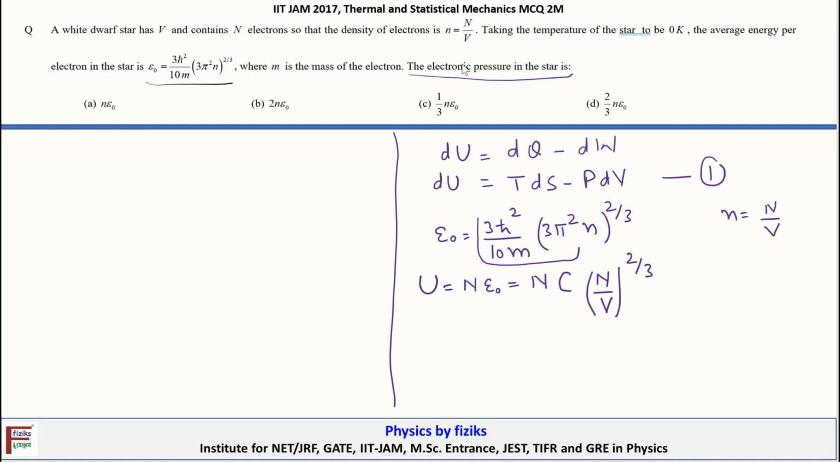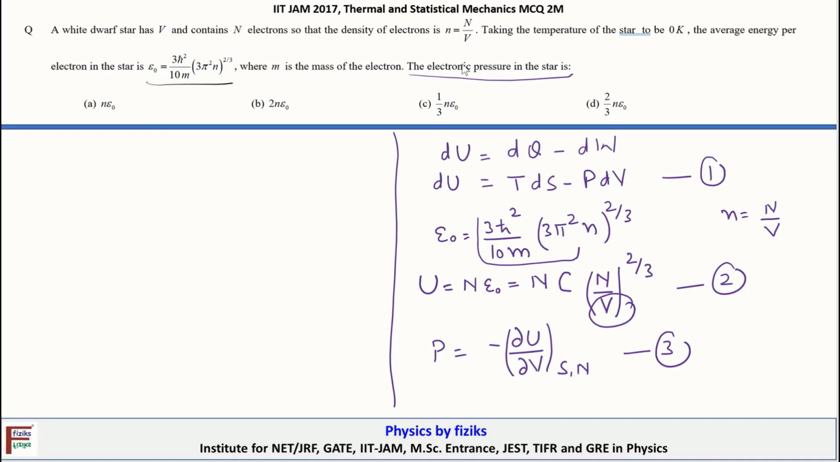Let's call this equation 2. Now the pressure can be found from equation 1. From equation 1 we can write P equal to minus dU by dV, keeping S constant, and also the total number of electrons is going to be constant here. Now we are going to make use of equations 2 and 3. Here the only variable is going to be volume V. All the remaining terms will be constant.